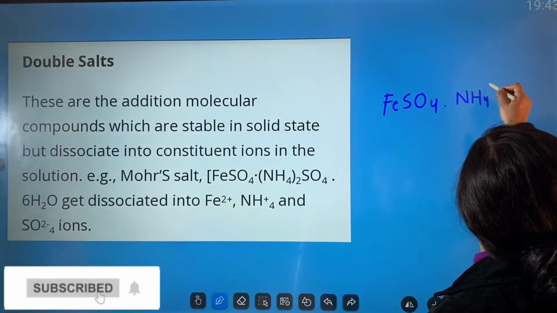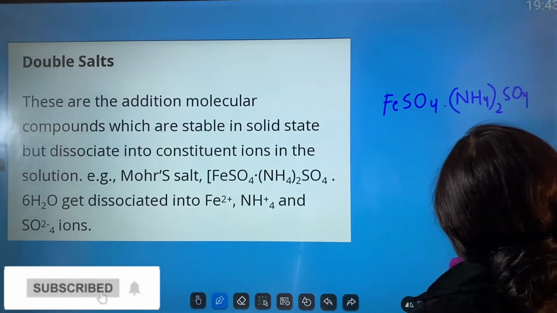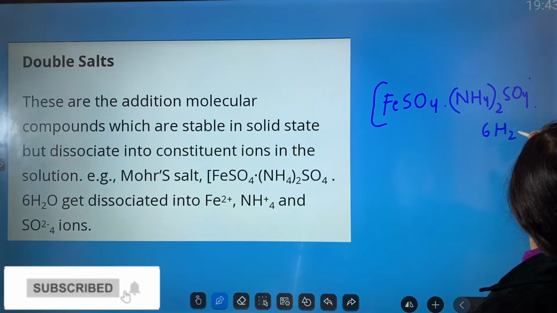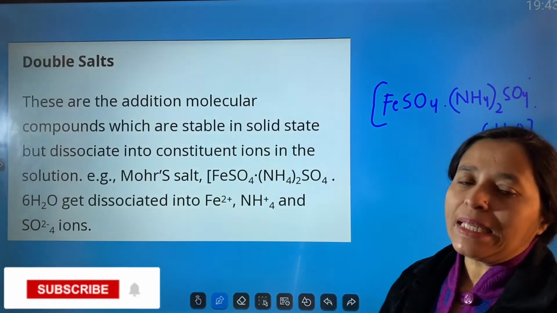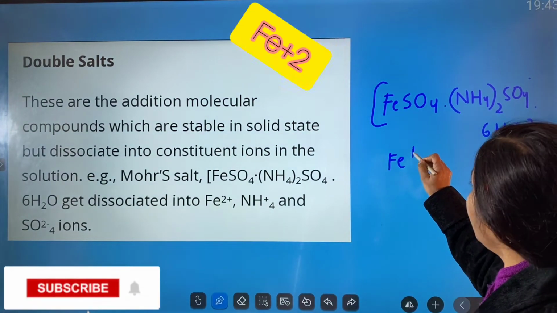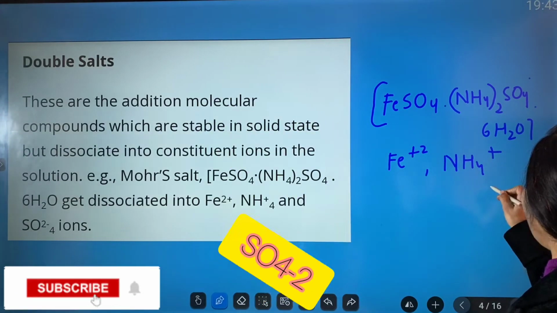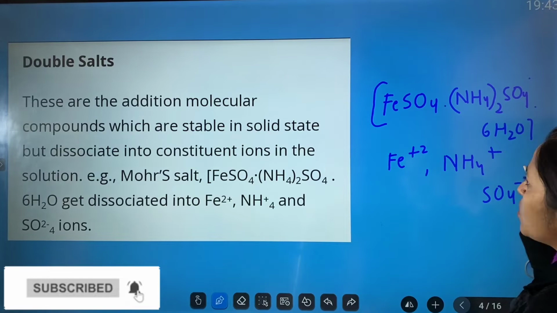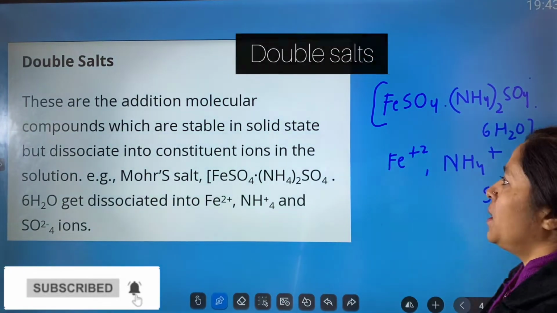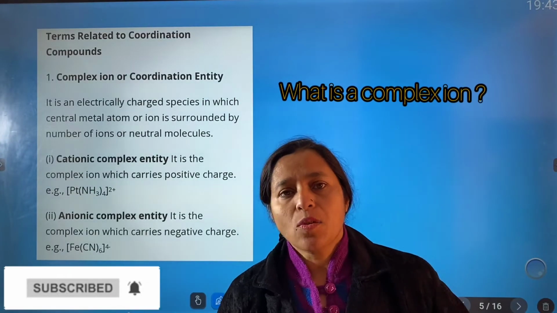It consists of iron sulfate and ammonium sulfate along with 6 moles of water of crystallization. So when it is in the dissolved state, it just dissociates into its ions, Fe2+, ammonium ion and sulfate ion. Such salts that dissociate in the solution form are known as double salts. Example, Mohr's salt.